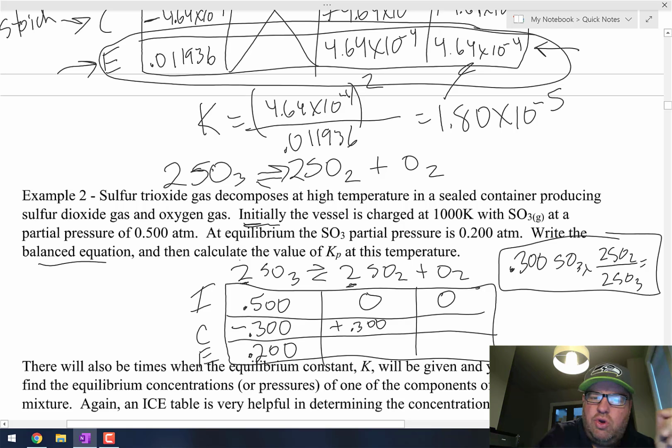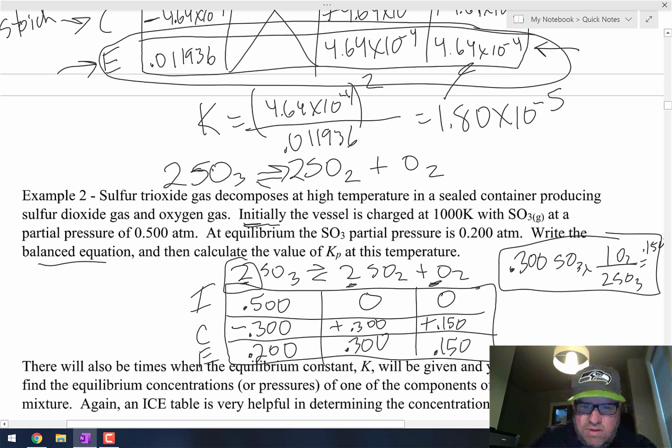Okay, but O2, because for every 2 of these, you're only making 1 oxygen, instead of it going up by 0.300, it's only going to go up, again, if you look at the stoichiometry, change this top one here to 1 O2, notice that your answer becomes half as much, 0.150. So SO2 goes up by 0.3, O2 goes up by 0.15, and so at equilibrium you have 0.3 and you have 0.15.